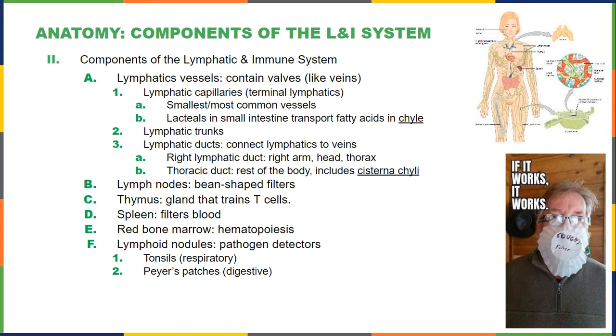The smallest of these vessels are called lymphatic capillaries, also known as terminal lymphatics, and those are found inside of your tissues, just like your regular capillaries are. And basically, these are the most numerous, common, and also the smallest lymphatic vessels. And you find them pretty much in every tissue throughout your body to absorb fluid so fluid doesn't build up.